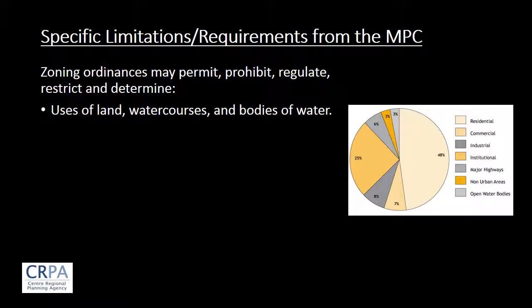While the MPC provides general purposes, it also gives specifics on what zoning can do. The MPC states that zoning can permit, prohibit, regulate, restrict, and determine the use of land, water courses, and bodies of water.